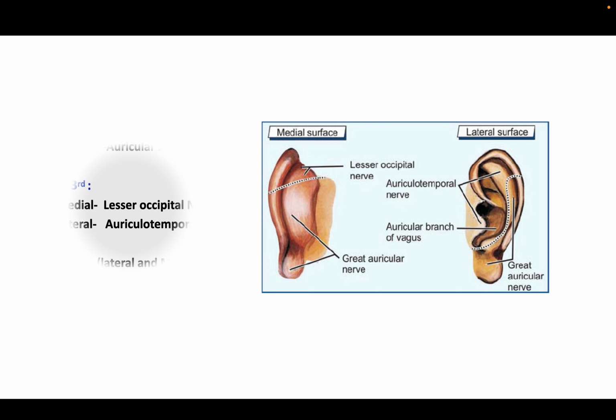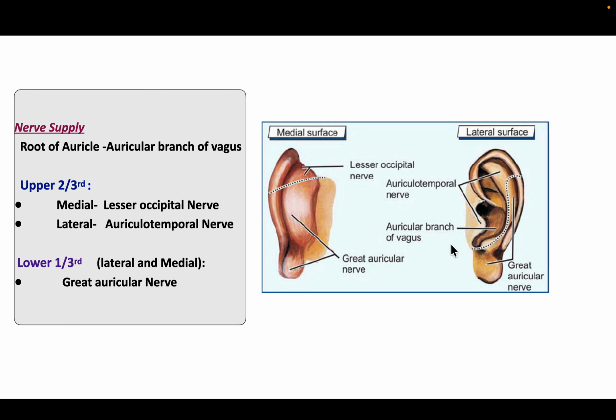Now coming to the nerve supply of the auricle, the root of the auricle, with which it is attached to the side of the face, is supplied by the auricular branch of the vagus nerve. Now the free portion of the auricle we divide into upper 2/3 and lower 1/3. In the upper 2/3, the medial side, that is the portion facing or touching the side of the skull, is supplied by the lesser occipital nerve, and the lateral portion is supplied by the auriculotemporal nerve.